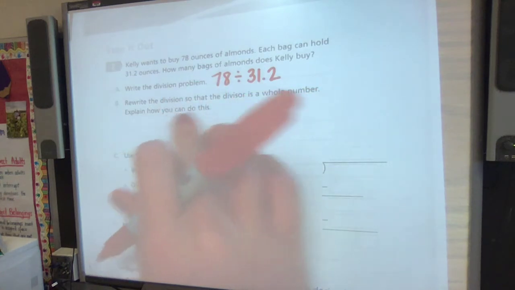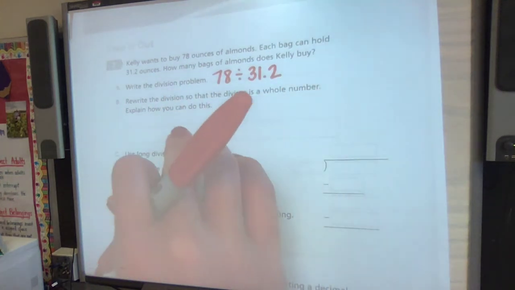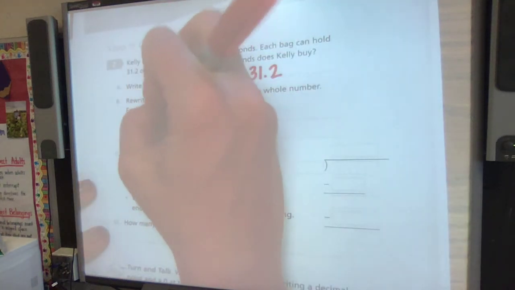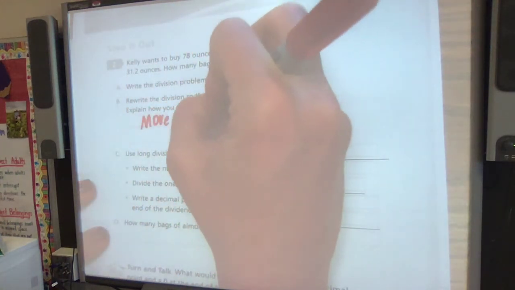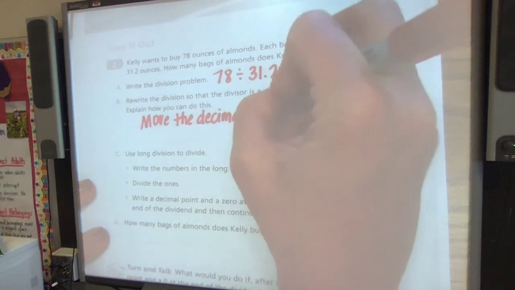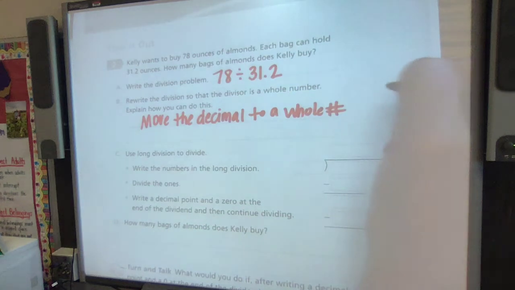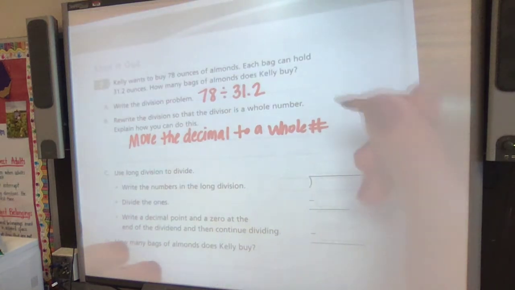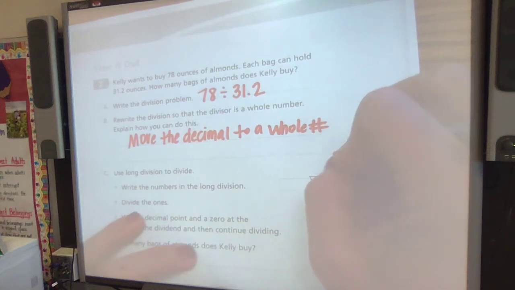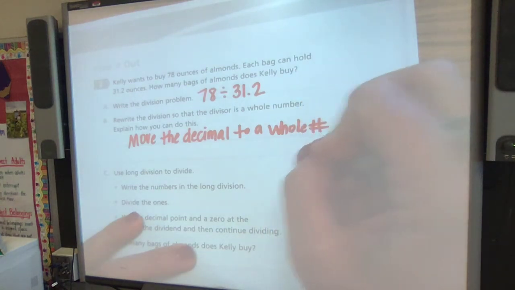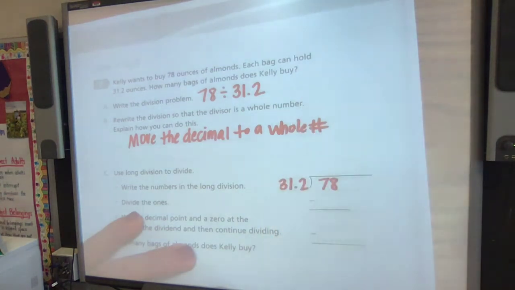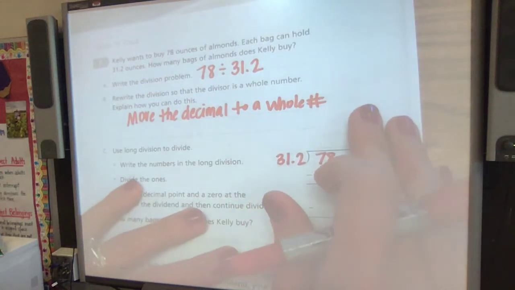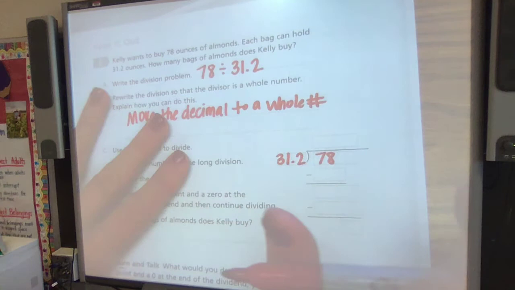So we're going to rewrite the division so that the divisor is a whole number. Explain how you do that. We're going to move that decimal like we've been talking about to a whole number. Okay. So we're going to use our long division to divide. So we had 78 and we had 31 and 2/10.